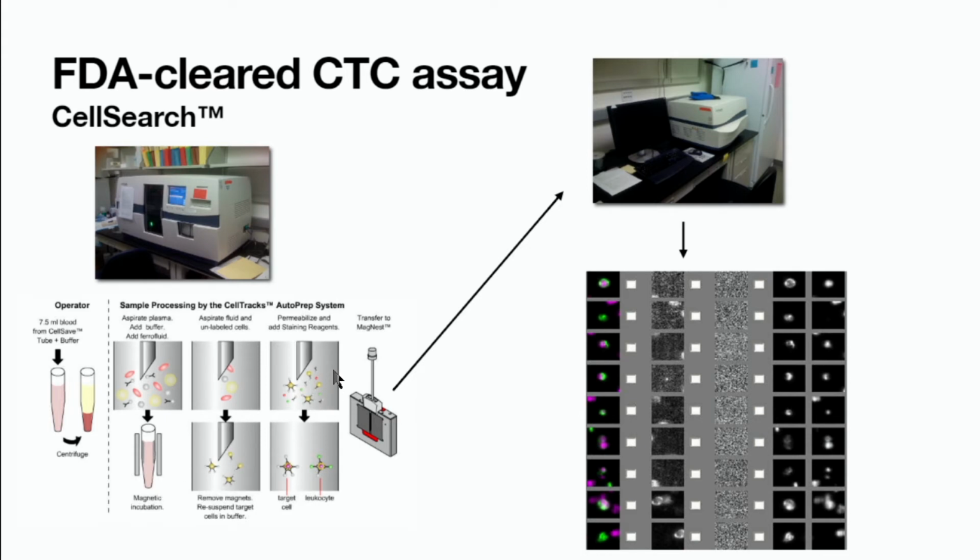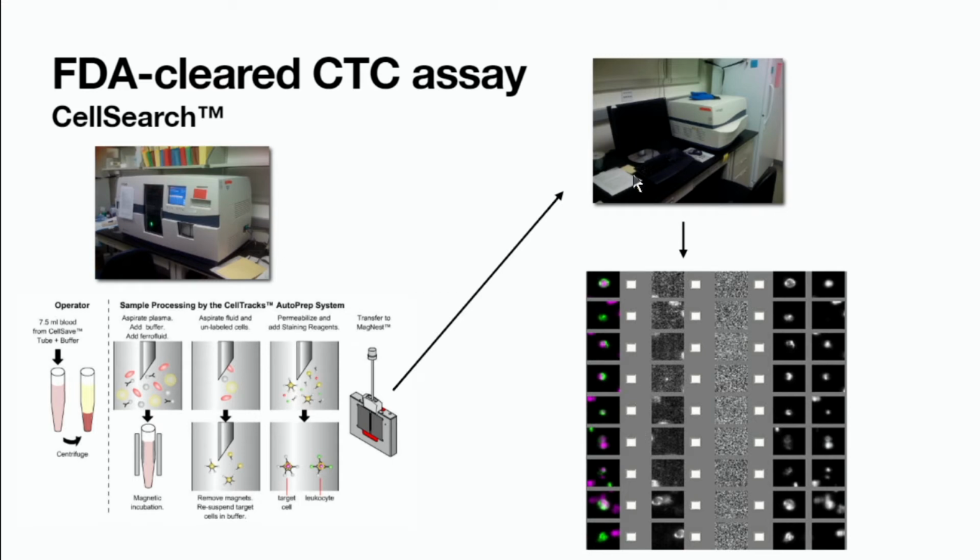And once that's done, the remaining cells are injected into this little chamber here, which is then put into an imaging system. So this is the box that does the cell preparation, and then this is the box that does the image analysis. And you end up with images that are stained for either cytokeratin or CD45, which is a leukocyte marker, and then they also have to have a nuclear stain. So a circulating tumor cell in this system is defined as a cell that is cytokeratin positive, CD45 negative, and has a nucleus.